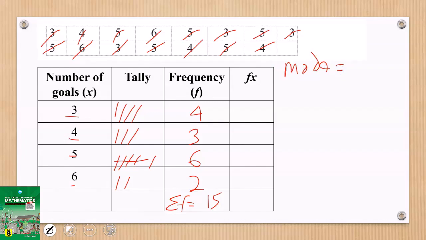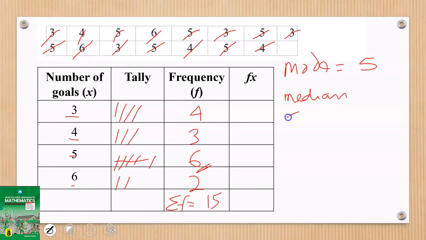Okay, now for us to find the mode, based on our previous lesson, the mode is the highest frequency, and the highest frequency is 6. So then our modal number of goals is 5. Okay, then we want to find the median, and to find the median, we look at the total frequency. If the total frequency is an odd number, we add 1. If it's an even number, we divide by just 2.